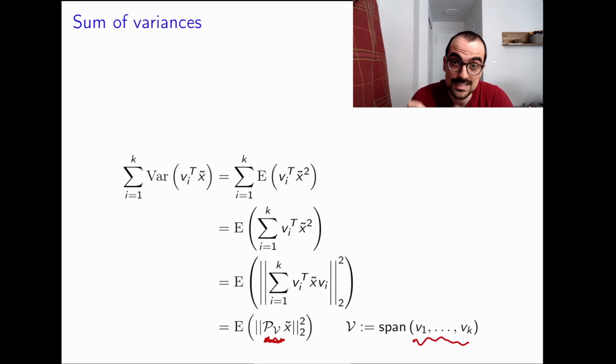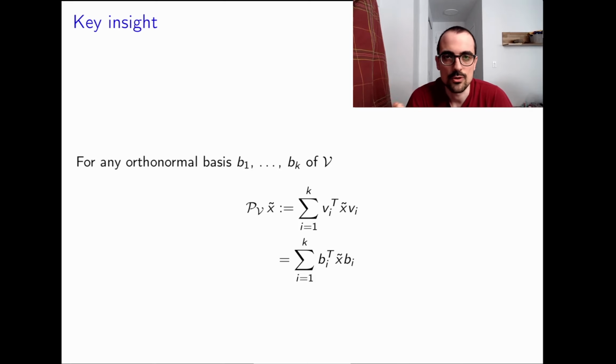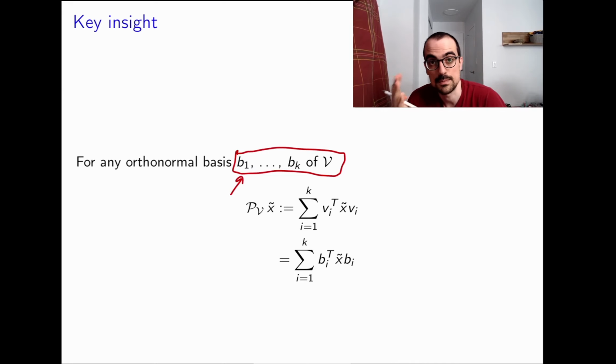And now what we realize, and this is a key insight, so if this is not very clear, you might want to review subspaces, a little bit of linear algebra. What's key here is that it doesn't matter what orthonormal basis we use of this subspace, as long as it's an orthonormal basis of this subspace. So let b_1 to b_k be any orthonormal basis for this subspace that has dimension k, right? Because it's the span of v_1 to v_k. And again, span just means every point in that subspace is a linear combination of v_1 to v_k.